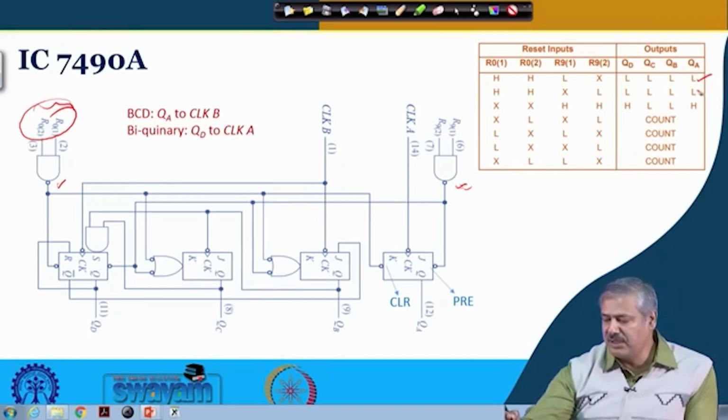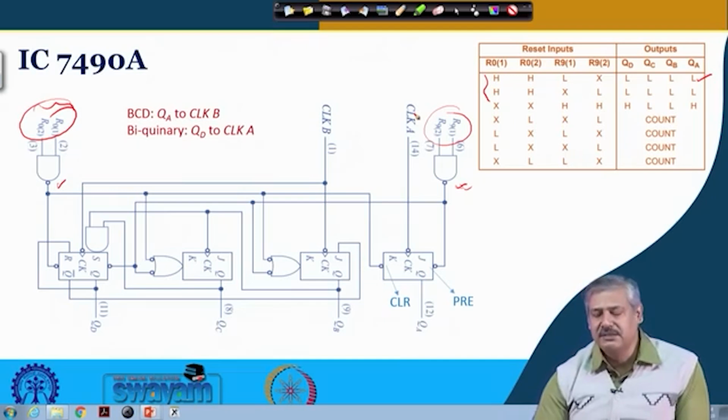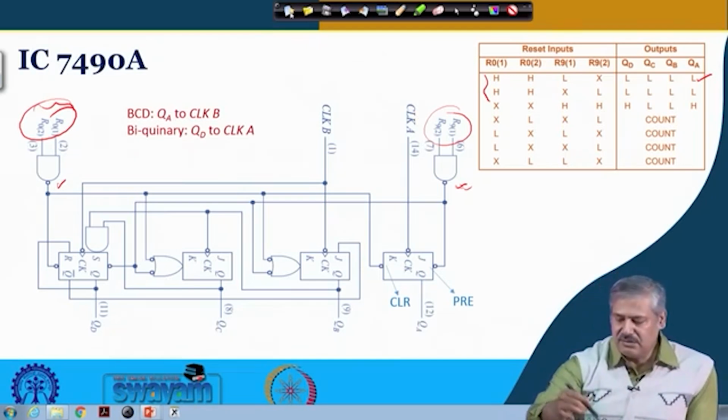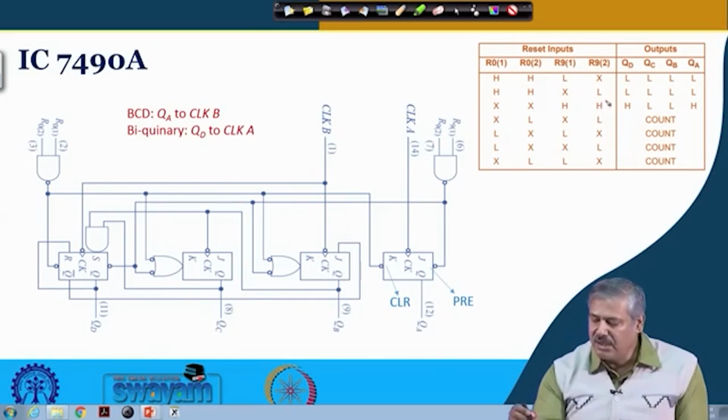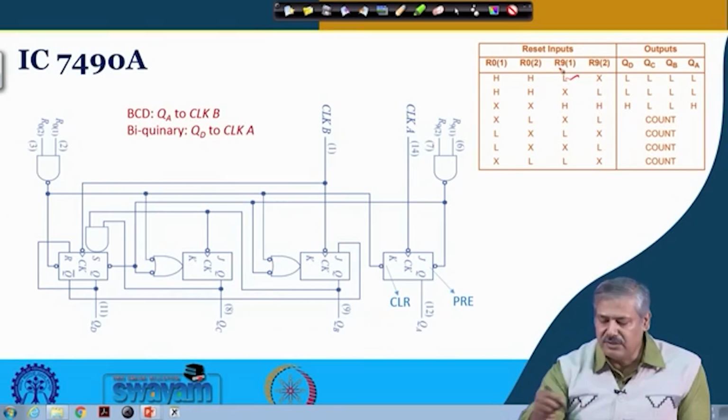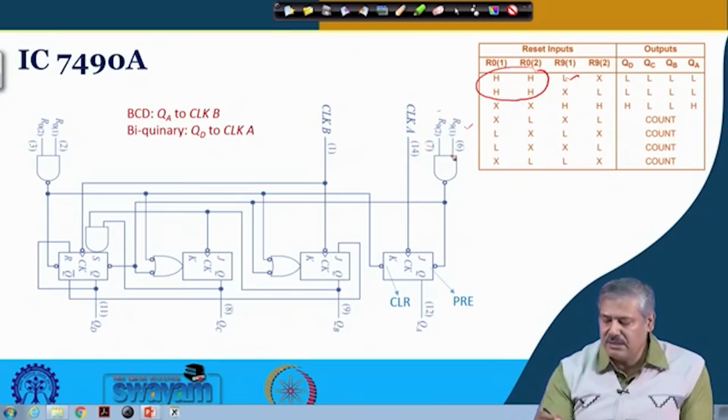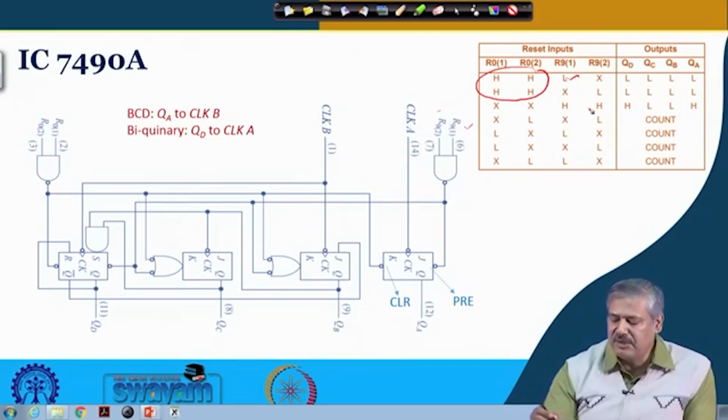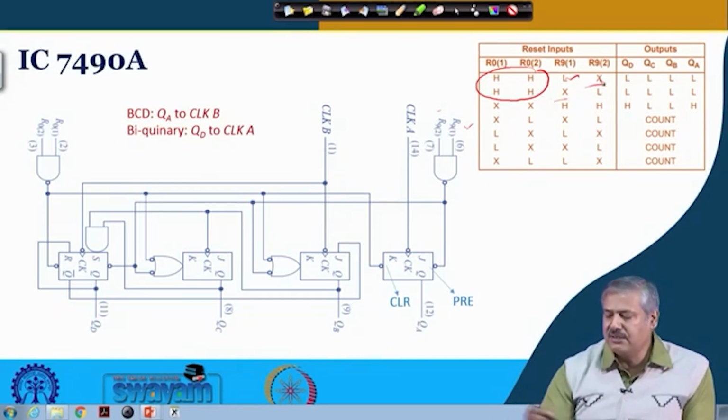So all the outputs will become low. When both of them are high, irrespective of what is happening over here. Please understand that irrespective of what is happening means one of them remaining low. If one of them is R9, meaning setting 9, that I will come to later. So if one of these inputs is remaining low, irrespective of what is happening to the other input, all these outputs will be asynchronously cleared, right.